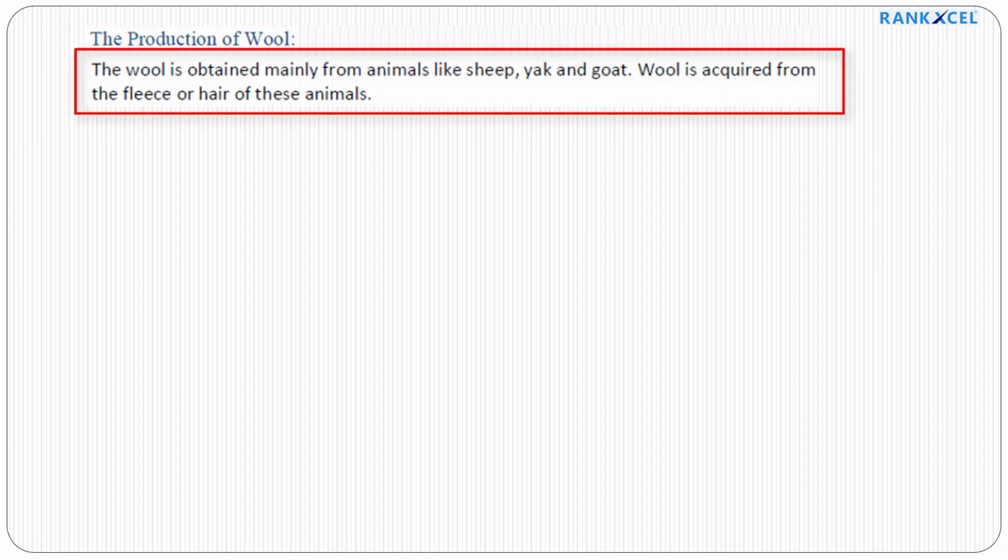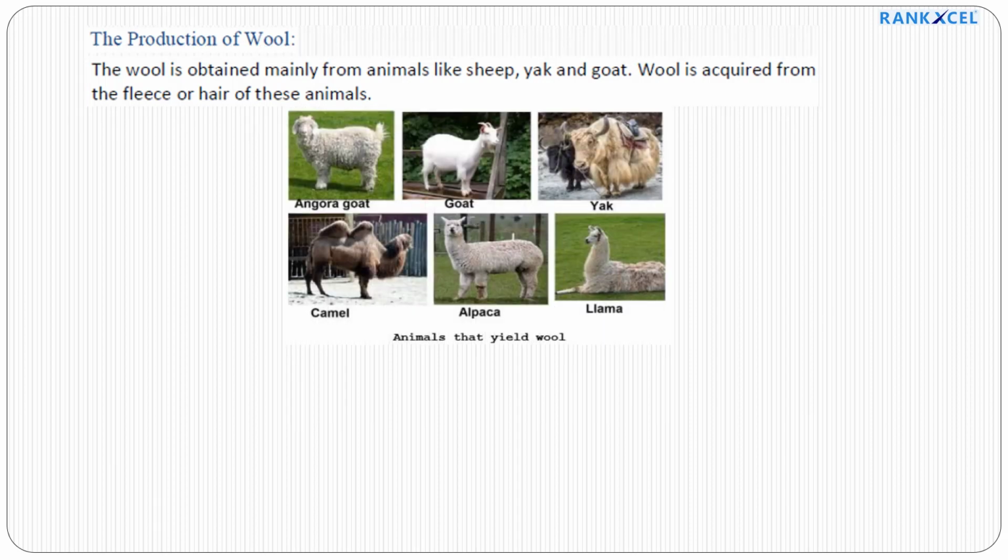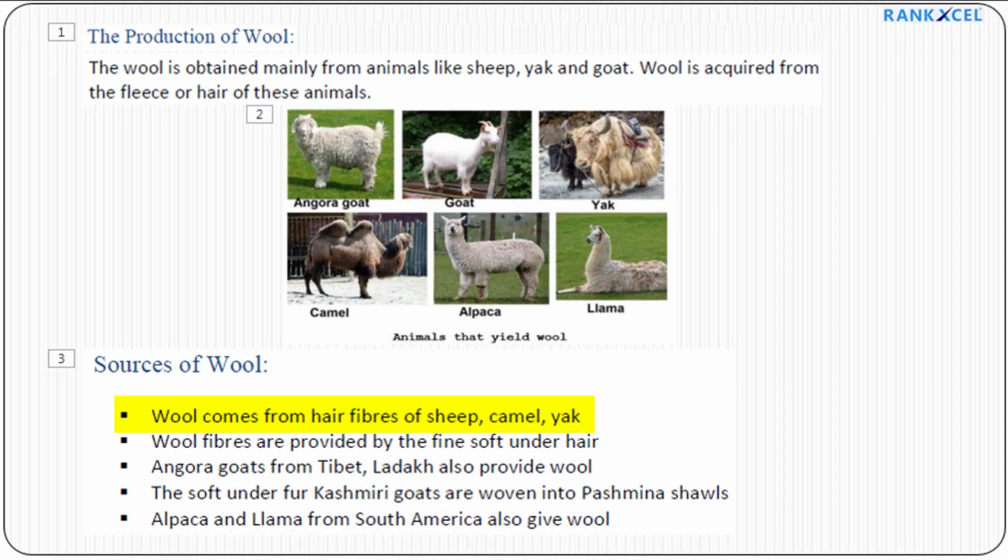The production of wool. Wool is obtained mainly from animals like sheep, yak and goat. Wool is acquired from the fleece or hair of these animals. Sources of wool. Wool comes from hair fibers of sheep, camel and yak.